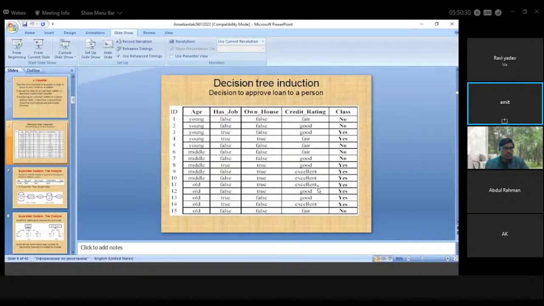So this exercise or this example is to decide whether a person who is applying for a loan in a bank or in a finance company, whether the finance company should approve the loan to him or her or not, depending upon the status of the person.